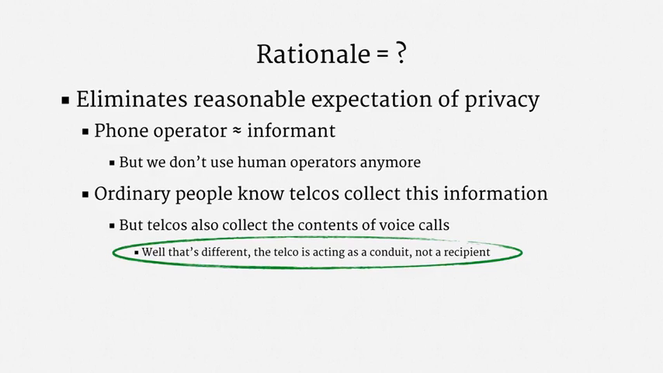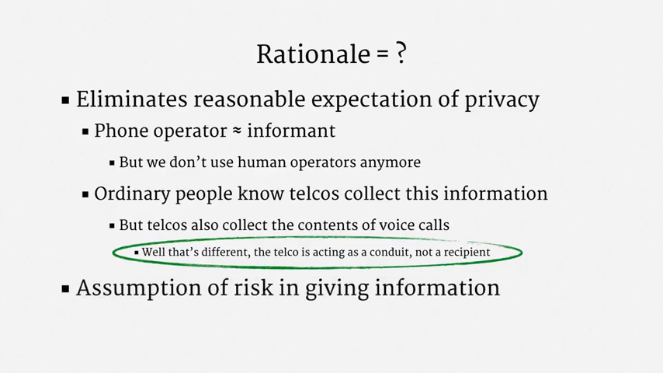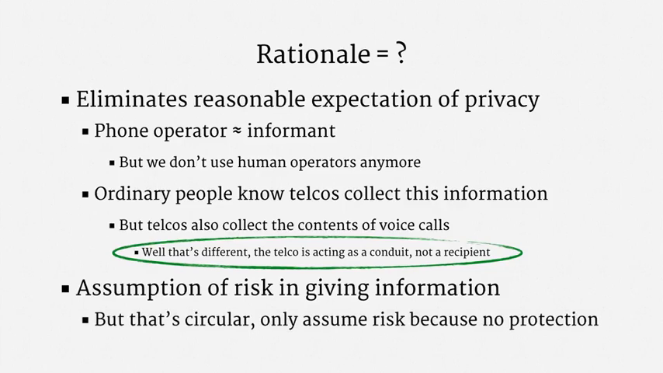Why does a privacy expectation cease to be reasonable just because some information sits in a corporate database? And why is a company acting as a conduit so different from a company acting as a recipient? Anyway, there's the expectation of privacy argument. A second high-level legal argument for the third-party doctrine has been assumption of the risk. The idea is that when a person shares information with a phone company, they run the risk of the phone company giving out that information. But that's just a circular argument.